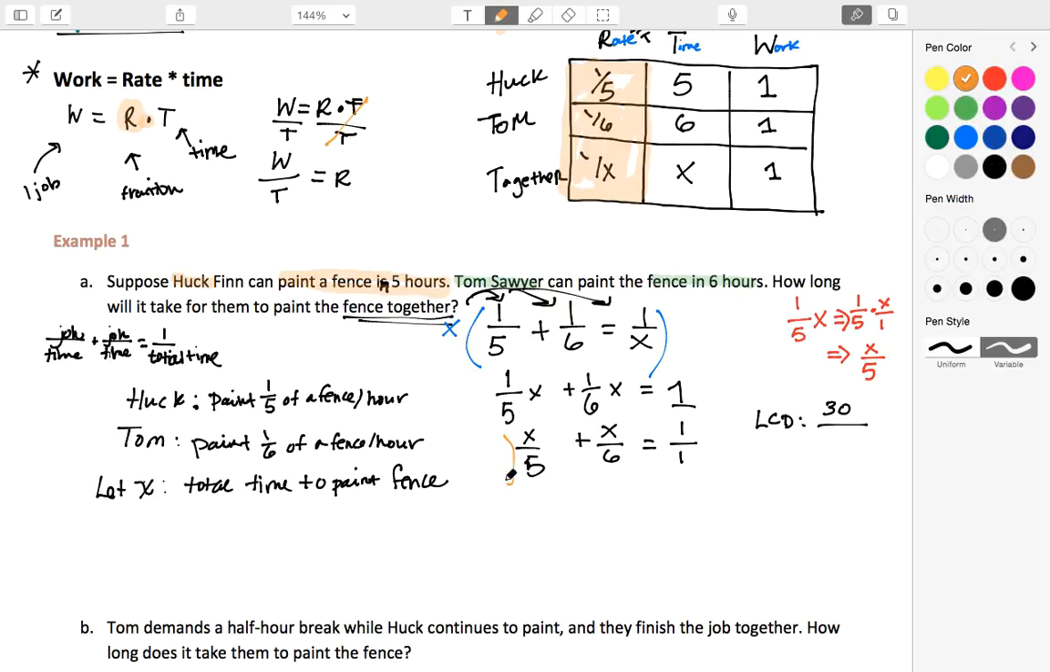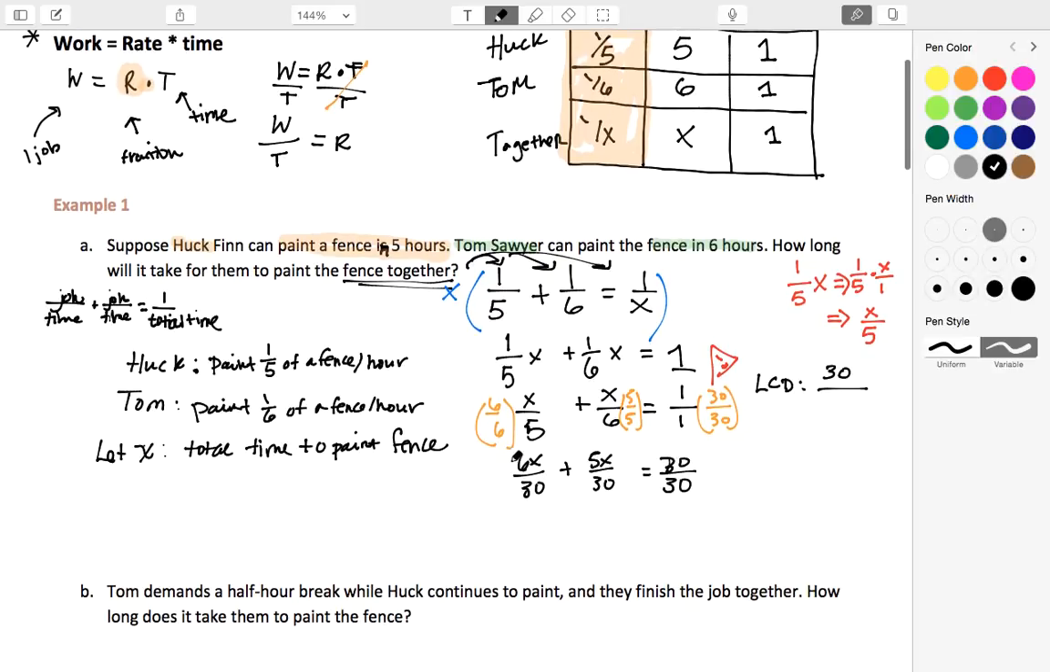So here I'm going to multiply the top and the bottom by 6, and then here by 5, and then here by 30 and 30. Okay, make sure, I'm going to put like a caution sign right here. Whenever you're multiplying to get the least common denominator, you also have to include whatever it's equal to, right? You can't just change the denominator for the left side of the equation and not for the right, okay? So then here we'll get 6x over 30 plus 5x over 30 equals 30 over 30.